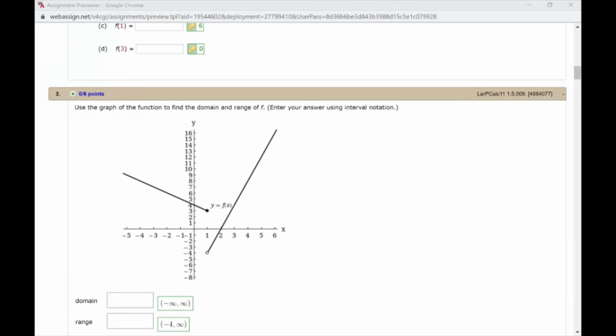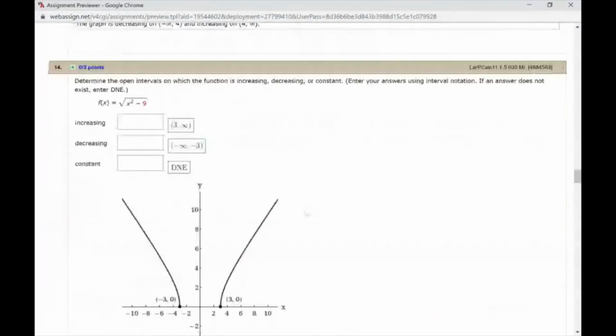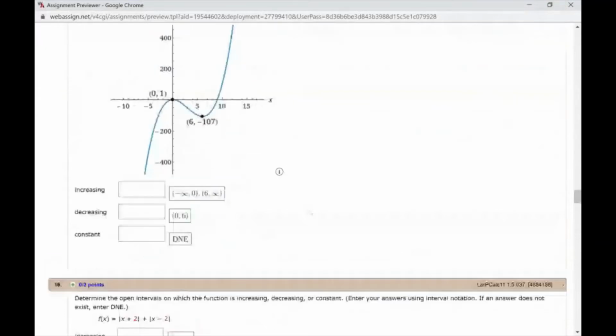All right, I'm going to move on to number 15 now. All right, this one. Determine the open intervals on which the function is increasing, decreasing, or constant. So again, I still want y'all to start from left to right. So this is the leftmost right here. All right. So if I trace this blue line from left to right, am I going up or going down?